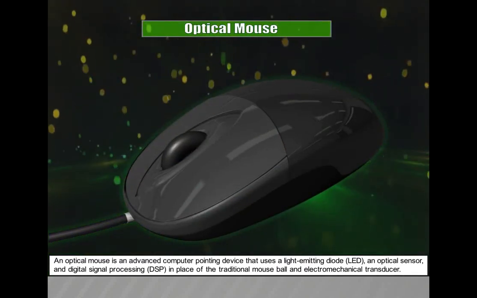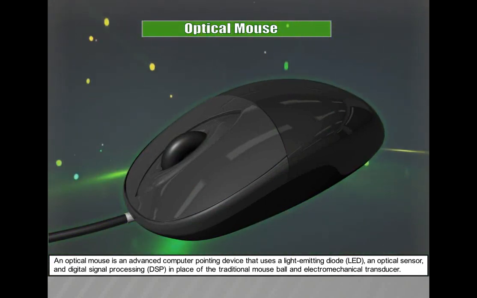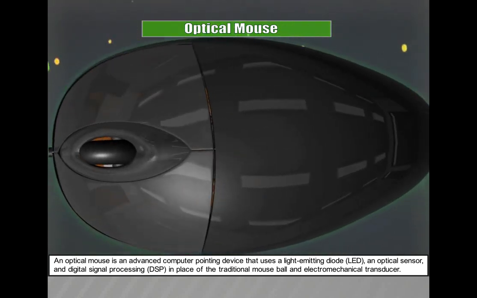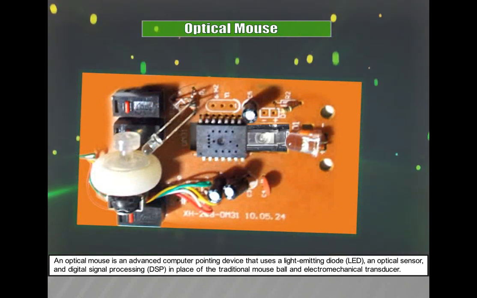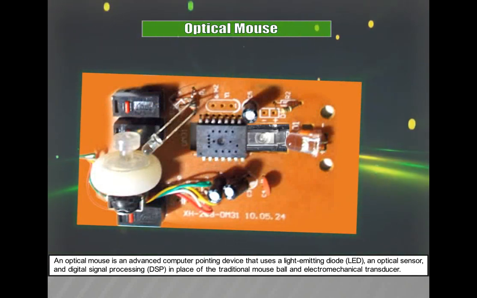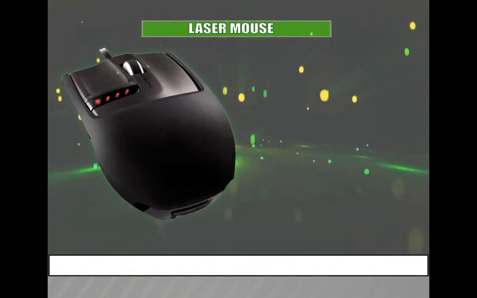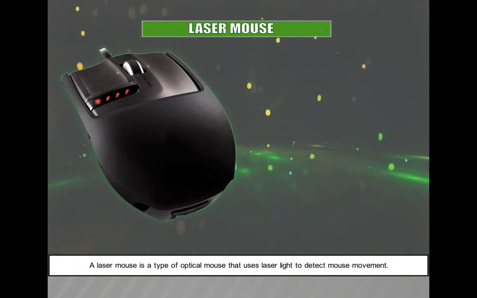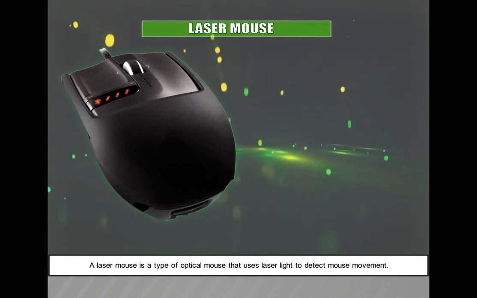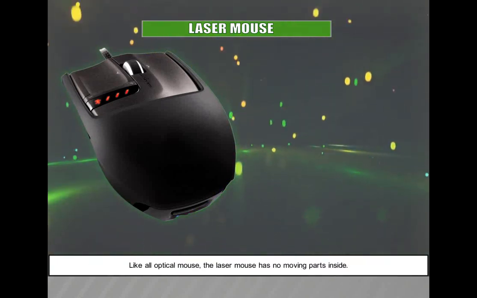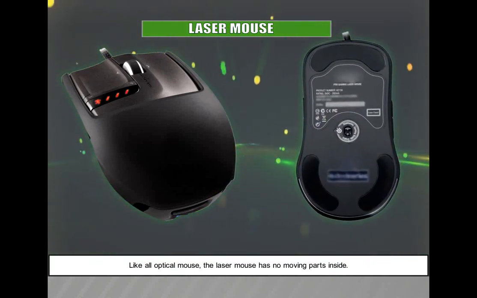Optical mouse. An optical mouse is an advanced computer pointing device that uses a light-emitting diode, that is LED, an optical sensor and digital signal processing, that is DSP, in place of the traditional mouse ball and electromechanical transducer. Laser mouse. A laser mouse is a type of optical mouse that uses laser light to detect mouse movement. Like all optical mouse, the laser mouse has no moving parts inside.